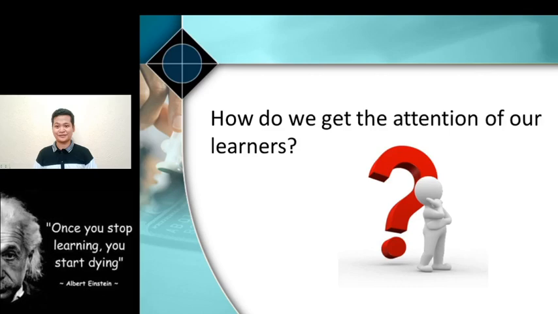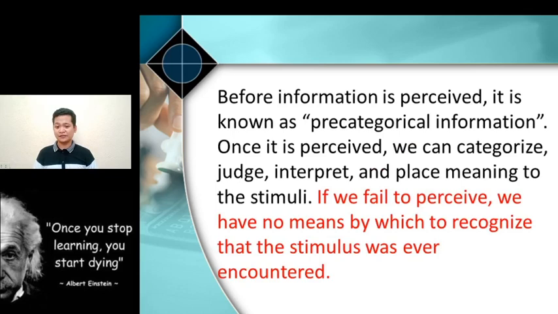Before information is perceived, it is known as pre-categorical information. Once it is perceived, we can categorize, judge, interpret, and place meaning to the stimuli. If we fail to perceive, we have no means by which to recognize that the stimulus was ever encountered. So it's very important that you perceive something, right? Once it's perceived, that's the time that you can organize the information that you get. If you were able to organize and interpret it, then the more likely that it will be stored in your long-term memory, okay? All right.